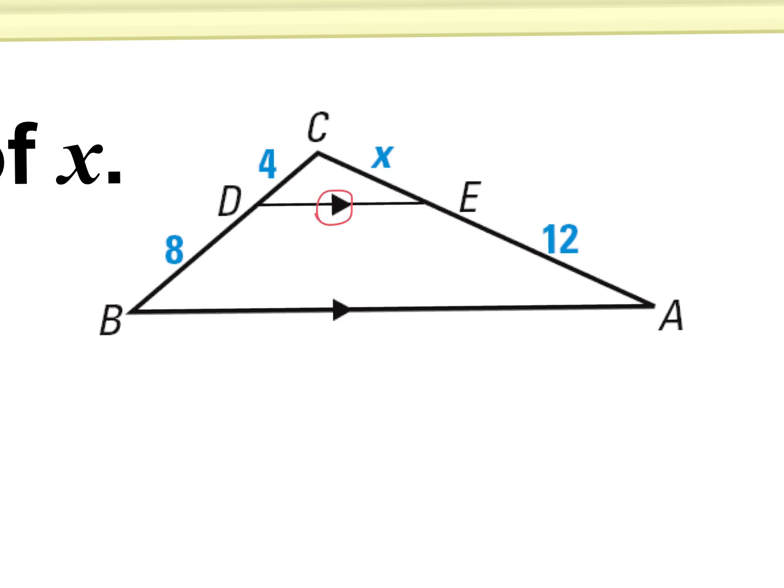What do these little arrows mean? That doesn't mean they're the same. What it means is they're parallel to each other. Yep, these two lines right here, those signs mean they are parallel to each other. So since we know those are parallel to each other, how can we find this missing side right here? What are we going to use?